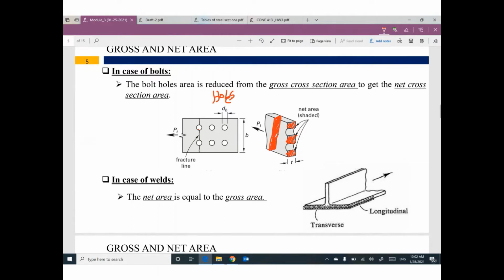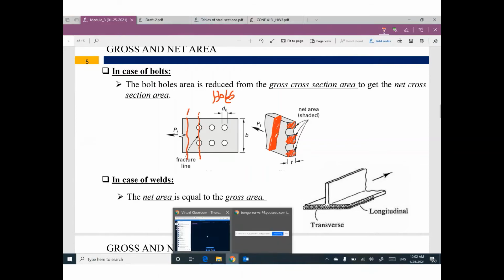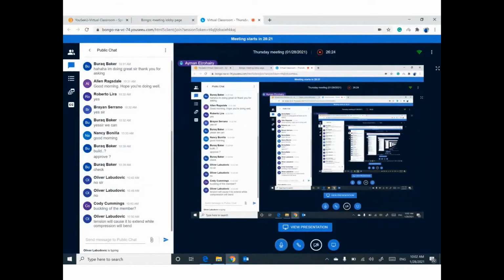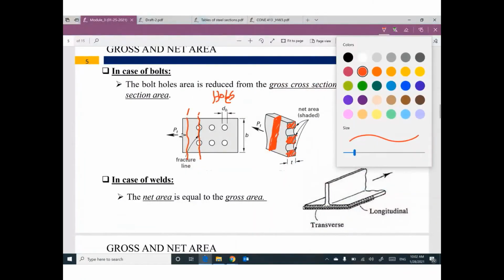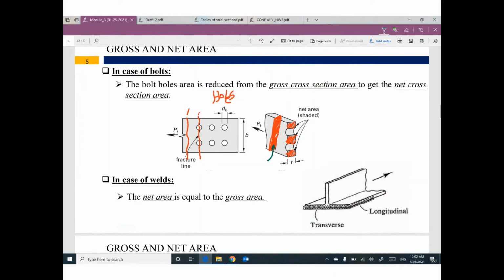Guys, do you think the cross section of the member will be the same at the location of the holes and any other location? Do you think? So at this location we have something called gross area, the total cross section of the member without considering any holes. But at the location of the holes, we have something called net area. That makes sense?